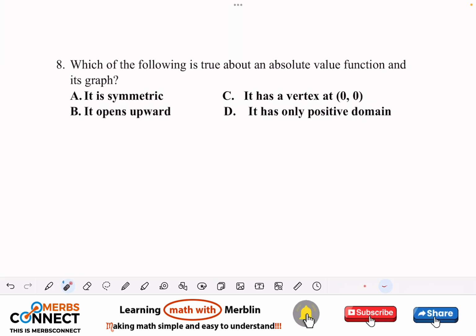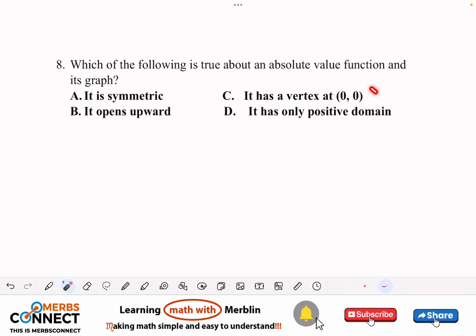Now let's look at question 8. So question 8, which of the following is true about the absolute value function and its graph? So now we are saying that it is symmetric. Yes, it is symmetric. Is it symmetric? Yes. It has only positive domain. It opens upwards. It has a vertex at 0, 0.